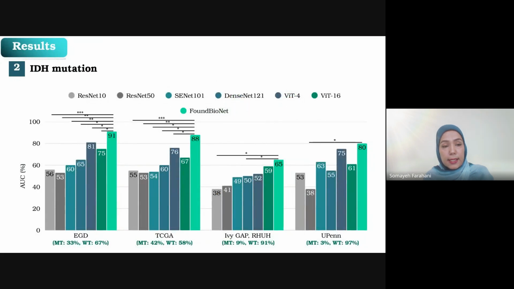For the IDH classification task, in external validation, our model significantly outperformed all baselines and even foundation-based ViT models across multiple data sets. We saw the highest gains on more balanced data sets, such as EGD, while performance was a bit lower on highly imbalanced cohorts, such as IVYGAP.